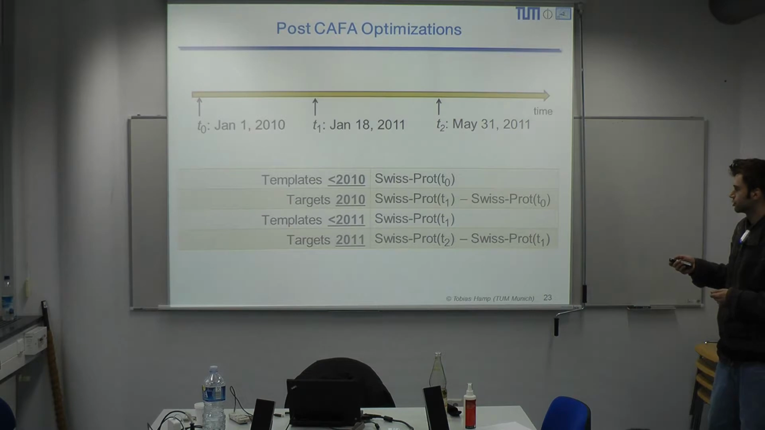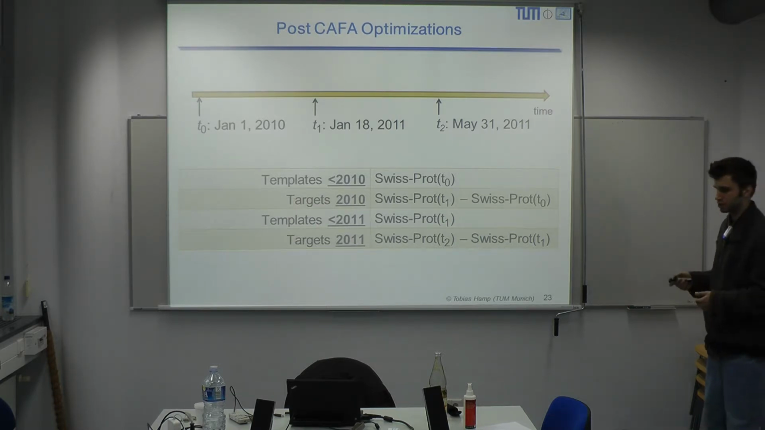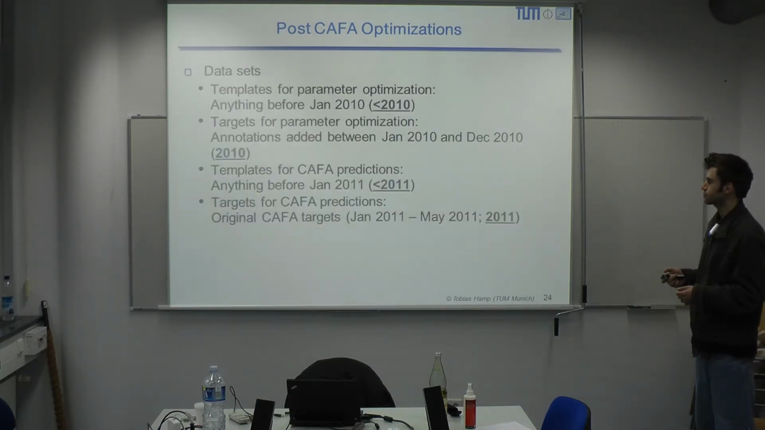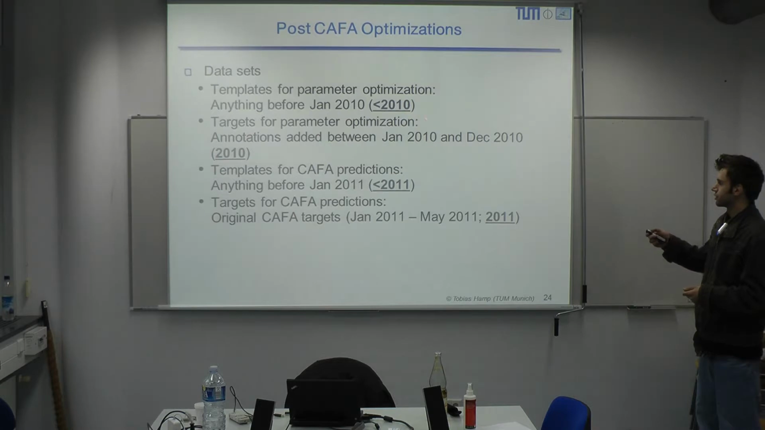To put it into a more formal background, we used everything that was annotated before 2010 as our templates. Targets was everything annotated in 2010. Both together were our training environment, and the final predictions were then just like for CAFA itself. So from now on, I will refer to the training set as smaller than 2010, the test set as 2010, the training set for CAFA as 2011, and targets again 2011.